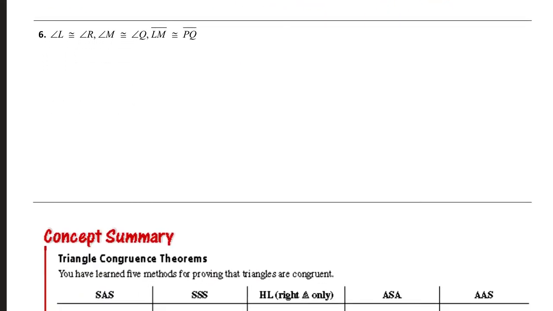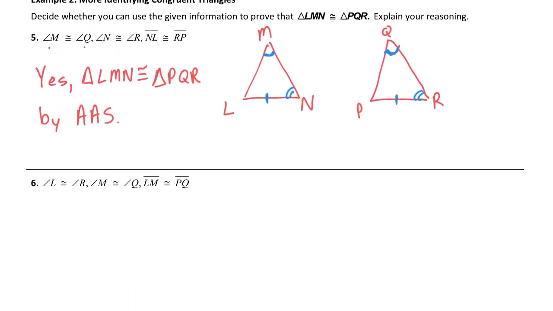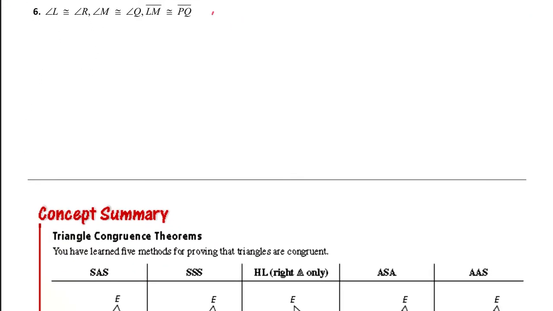So number 6, I want you to pause the video. I want you to try number 6 on your own and see if you can draw the triangles, okay? And then use them. So this one, we use LMN and PQR. So I'm going to write that out for you before you do it. Triangle LMN, is it congruent to triangle PQR? Question mark. Are they congruent based off of this? So draw them, label the things that are congruent, and determine whether or not they are congruent by AAS or ASA. So I'm going to pause the video and give you a chance to do that.